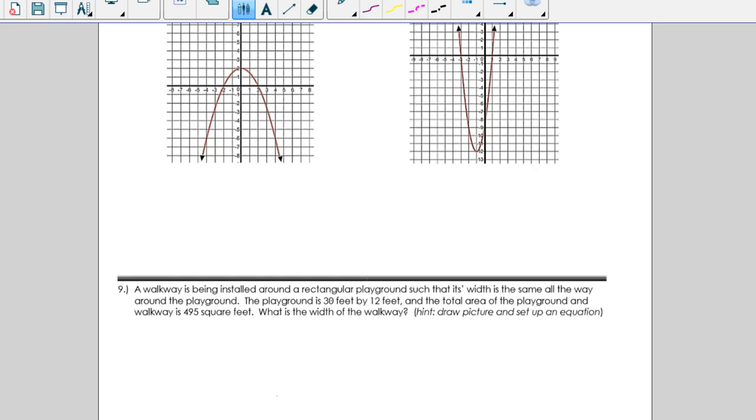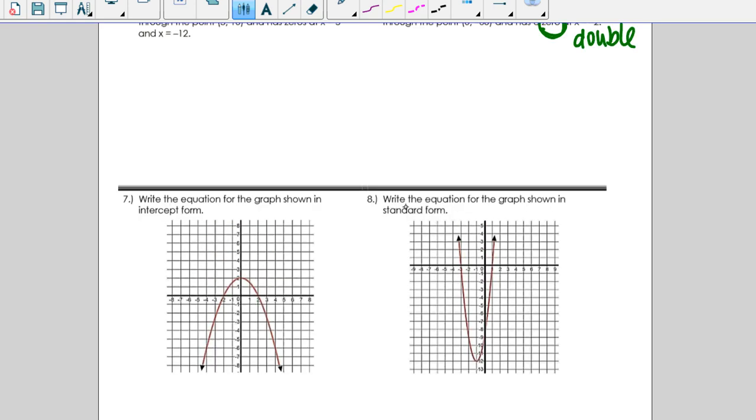I was just looking up at this. This is the equation for the graph shown in standard form. So remember, you can't start with that. You either have to do vertex form or intercept form. I'm looking at this right now and thinking, I'm doing intercept form. That's easier, and then multiply it out.